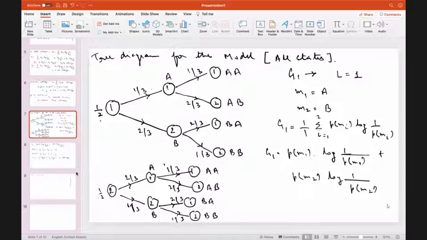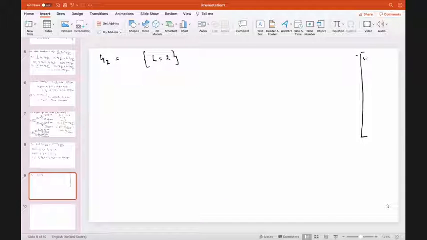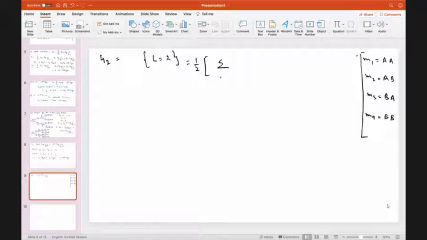So let me just specify them. We'll have a message M1, which is AA. We'll have message M2, which is AB. We'll have message M3, which will be BA. And we'll have message M4, which is going to be BB. Okay. So that means the formula for G2 is going to be 1/2 summation i ranging from 1 to 4, because there are 4 messages.